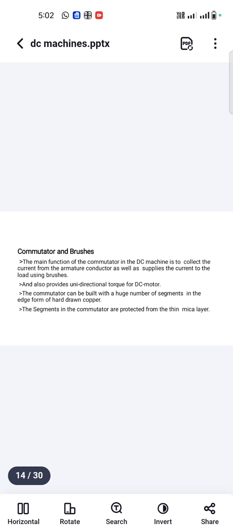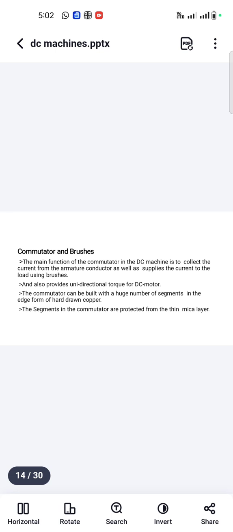In a generator, how are the brushes introduced? What is the main purpose of brushes in a generator? They take current from the armature. But in a motor, the brushes are used to supply current to the armature. So both ensure smooth current flow between the rotating part (rotor) and the stationary part.